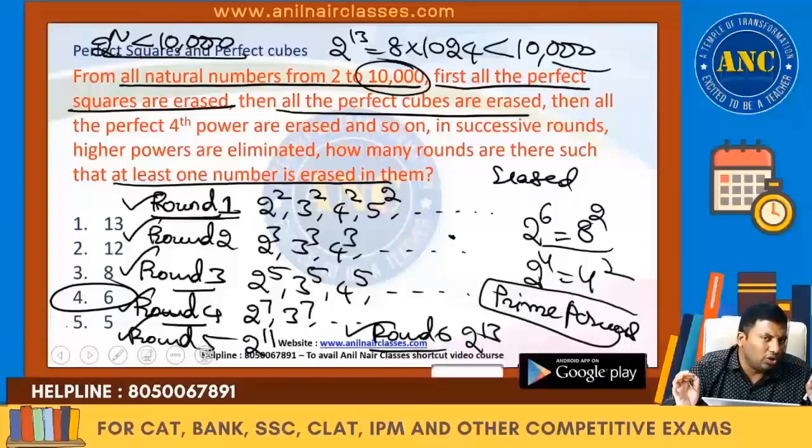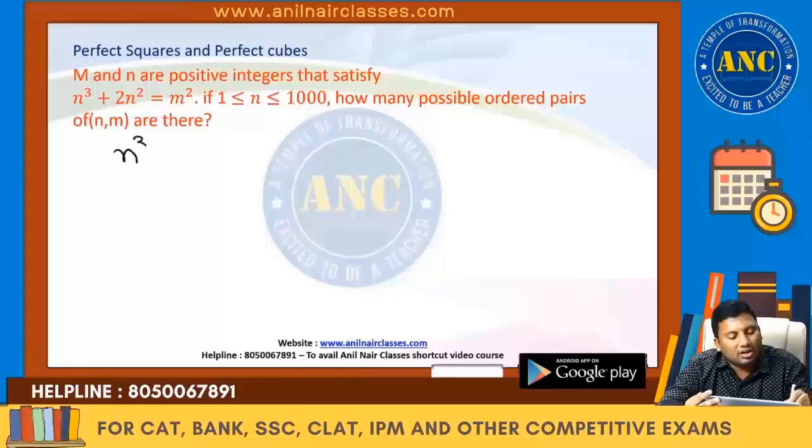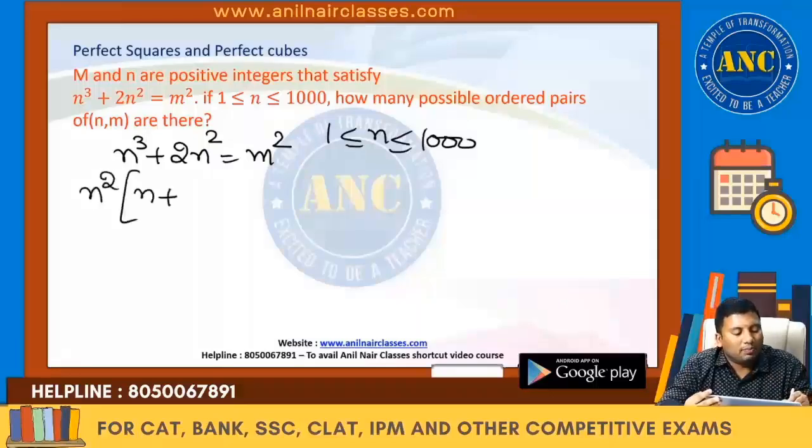Please look into each and every question of mine. Each and every question is a quality question. M and n are two positive integers that satisfy the equation n cube plus 2n square equals m square, with 1 less than or equal to n less than or equal to 1000. This is nothing but n square into n plus 2 equals m square.